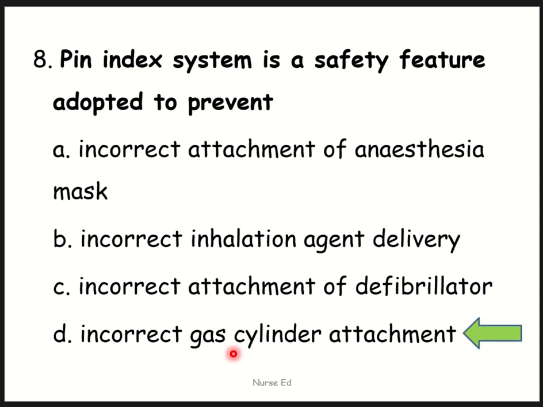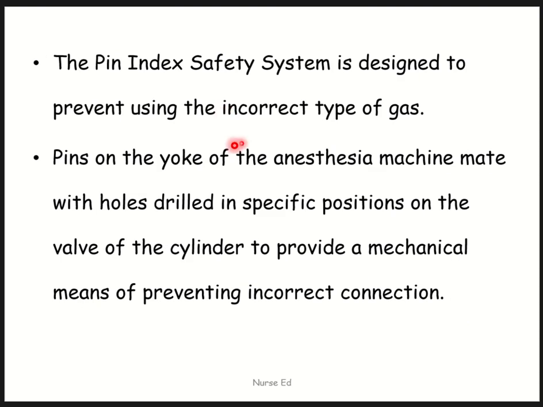In anesthesia delivery, to avoid incorrect gas cylinder attachment, the pin index system is considered to be a safety feature because it is designed to prevent an incorrect type of gas, by pins on the yoke of the anesthesia machine made with holes drilled in specific positions on the valves of the cylinder, which provides a mechanical means of preventing incorrect connection. So remember, the pin index safety system is to prevent using an incorrect type of gas in anesthesia.